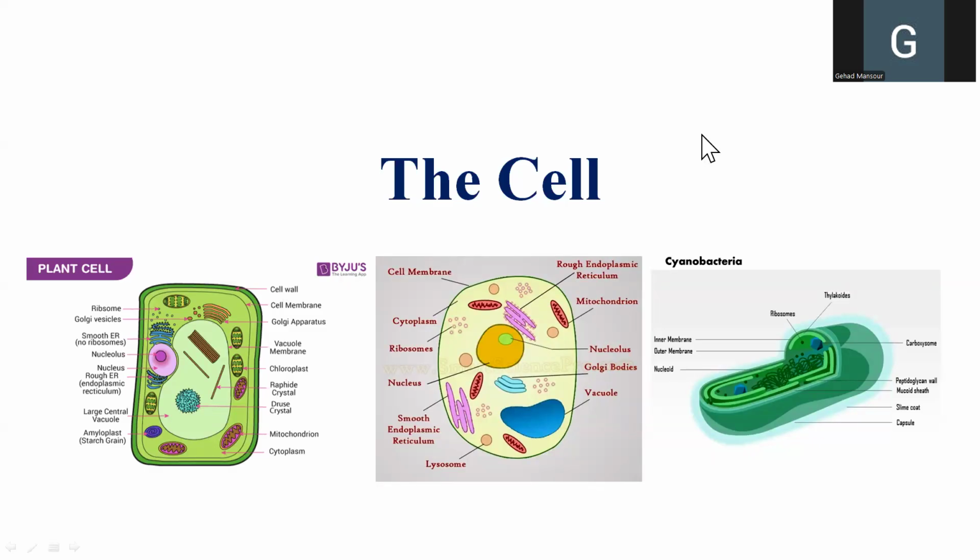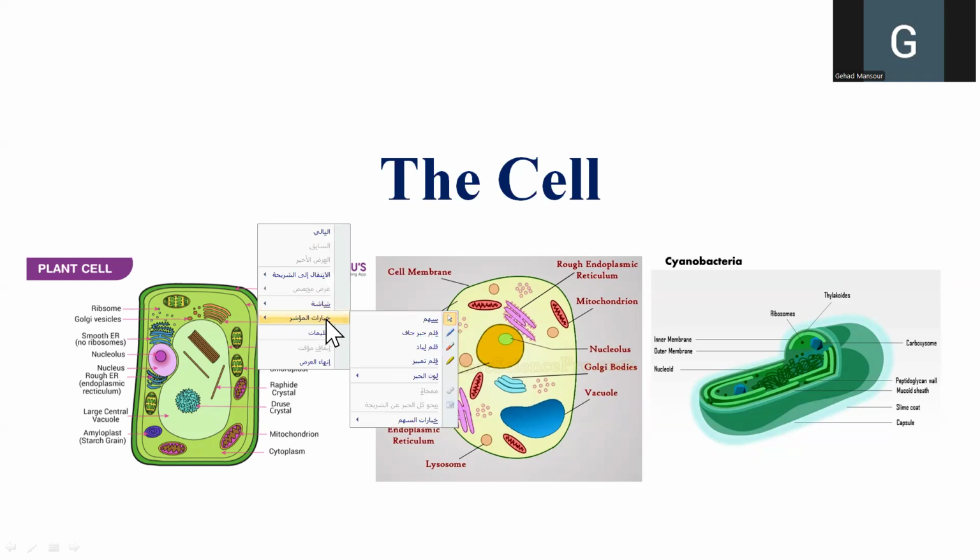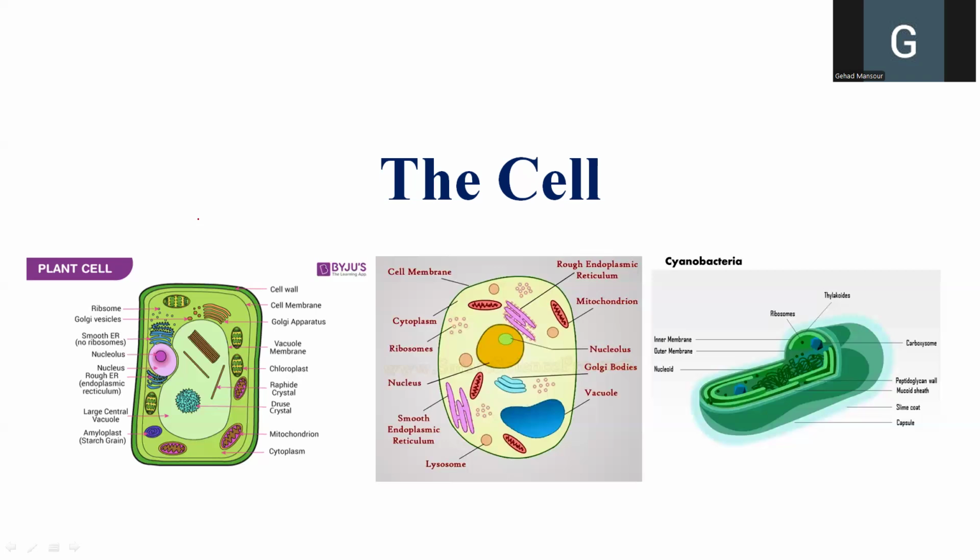Good morning. This is the first video on the cell. And on this slide, you can obviously see that we have three types of cells. And the first two types of cells to the left are eukaryotic cells. And we are going to review together what a eukaryotic cell means and what the characteristics of a eukaryotic cell are. So here you can see a plant cell.